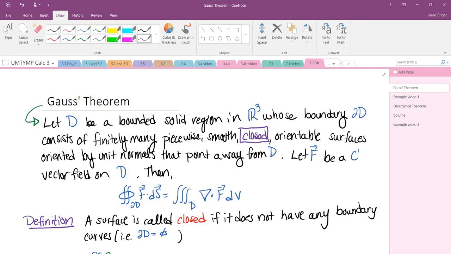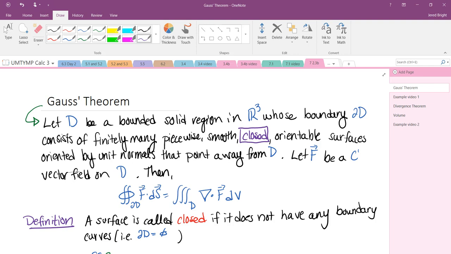Welcome to our last video series lecture for Calc 3. We're going to talk about Gauss's theorem and maybe do a few examples, just a few, and then we'll be done. Okay, so Gauss's theorem, it's printed on the screen, so I'm going to let you jot that down if you need to.